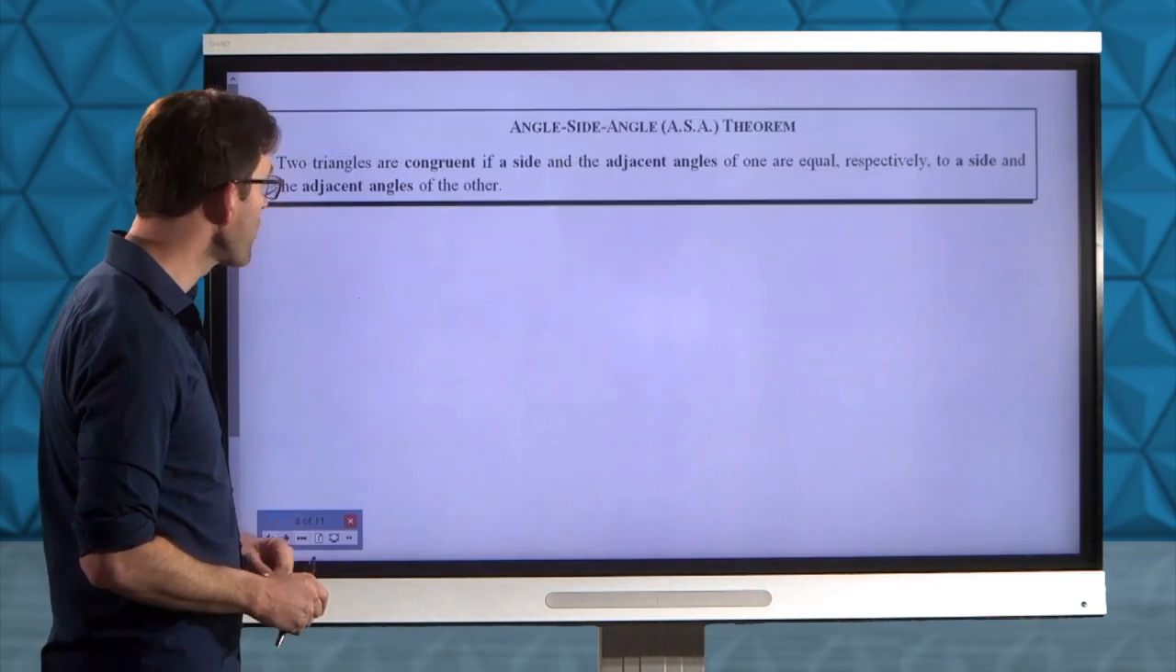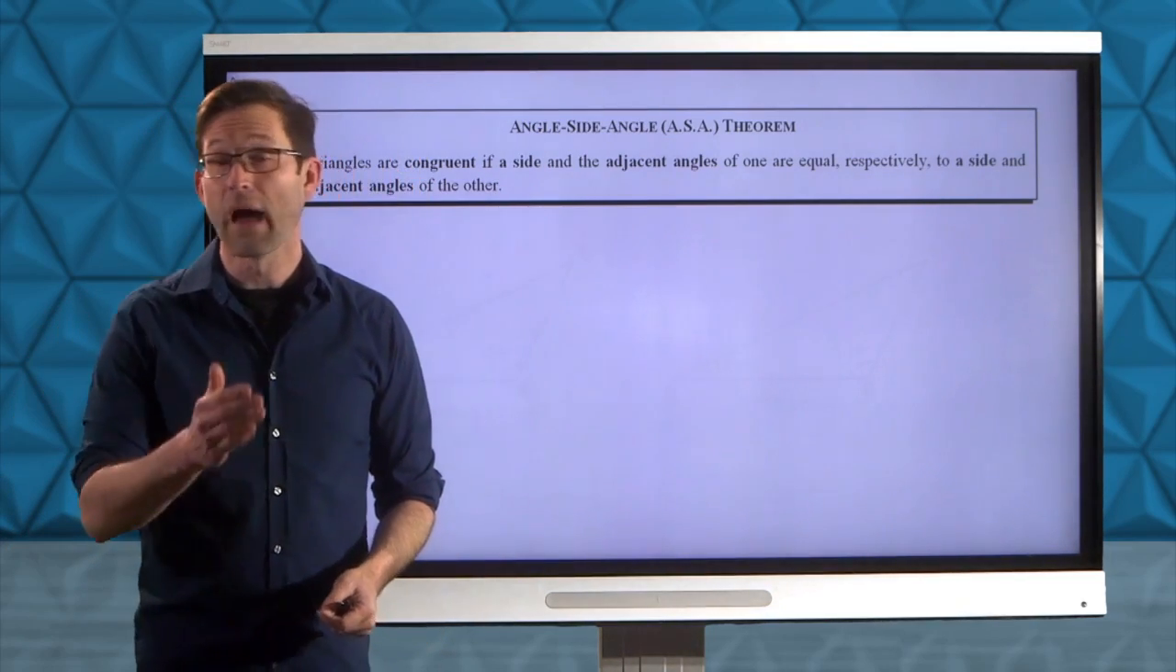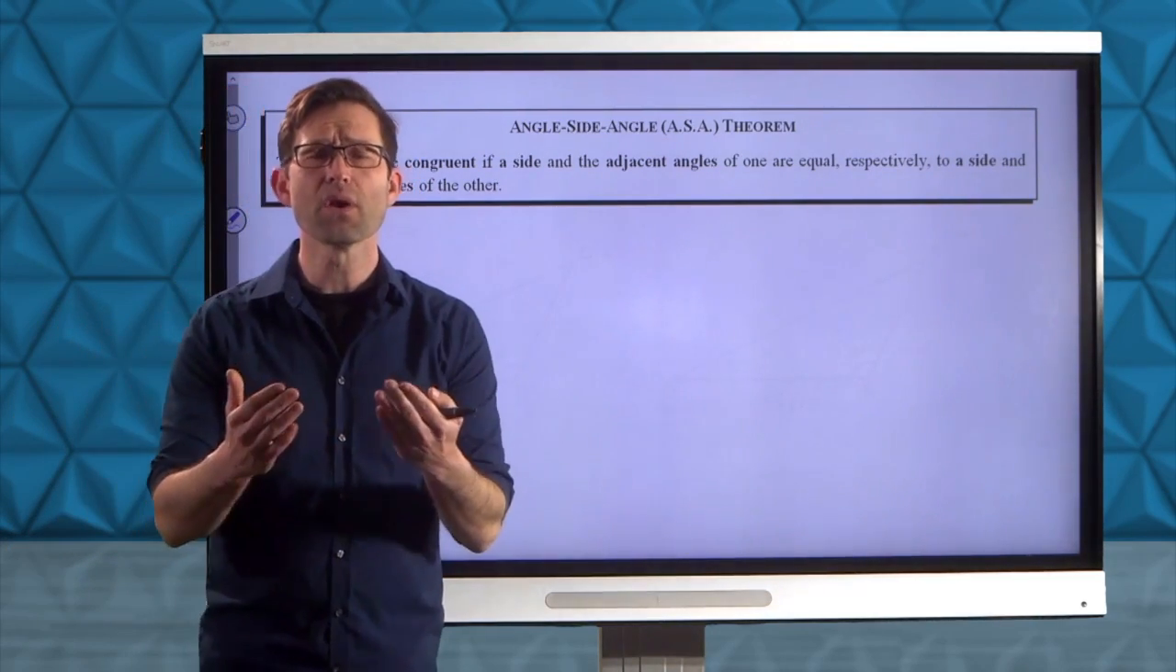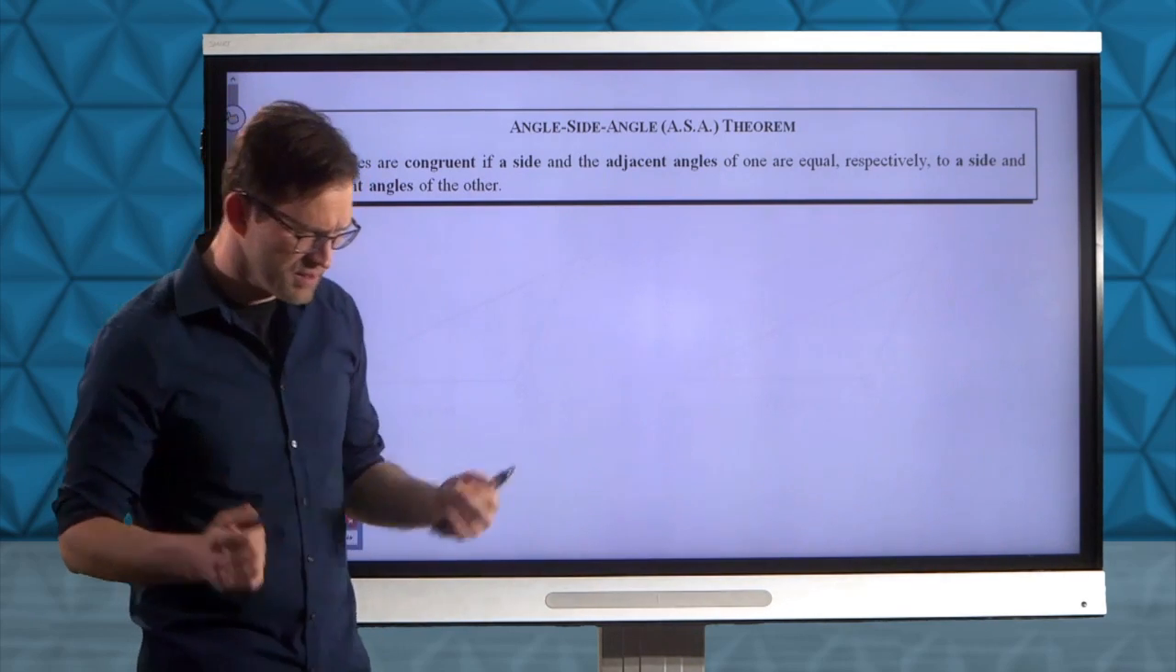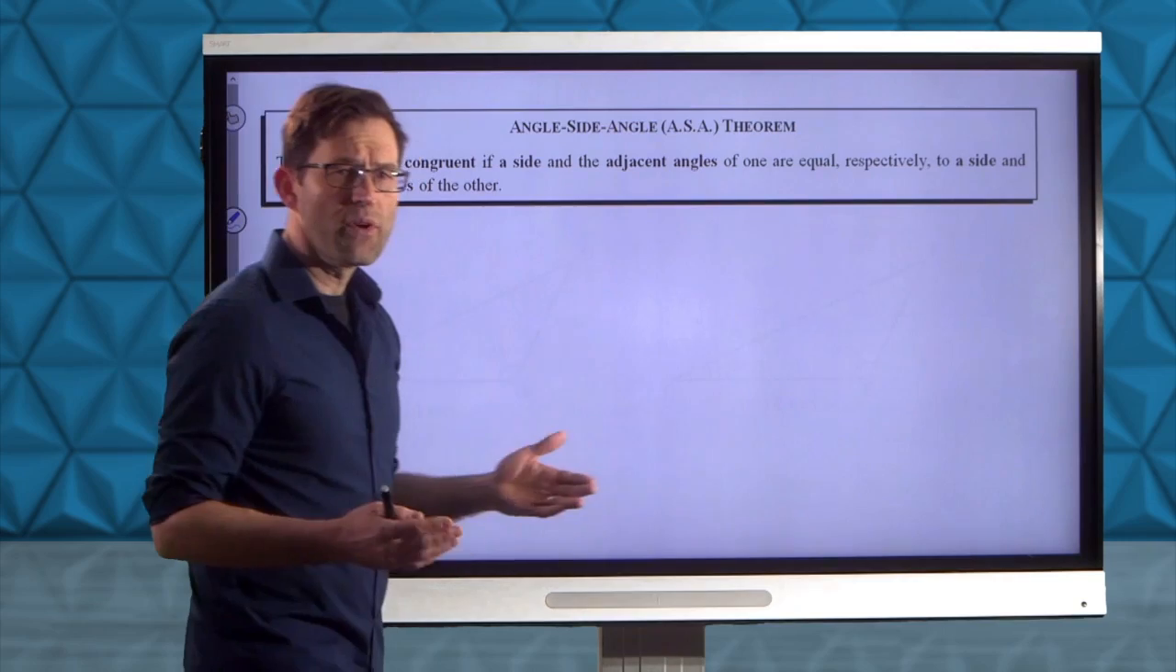Let's take a look at another one of the theorems. All right, we had side angle side, and now we have angle side angle, which is almost the mirror image of side angle side. Let's take a look at what it says. Two triangles are congruent if a side and the adjacent angles of one are equal, respectively, to a side and the adjacent angles of the other. All right? So again, very, very similar to before.